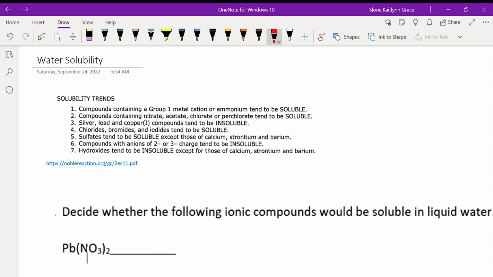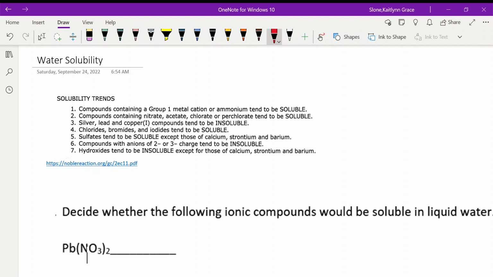For me, I didn't have to memorize these. However, it's up to your teacher to decide whether or not you will have to memorize them for an exam or a quiz or whatever have you. These are the solubility trends that we used when I was in school. It's actually off of one of my professor's websites, so I added the link right there. If you want to see where it came from, that's where it came from. Just giving him credit for that.